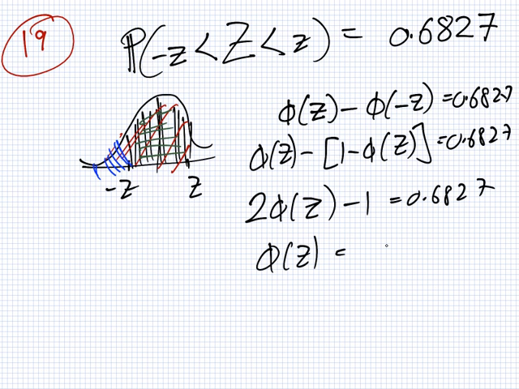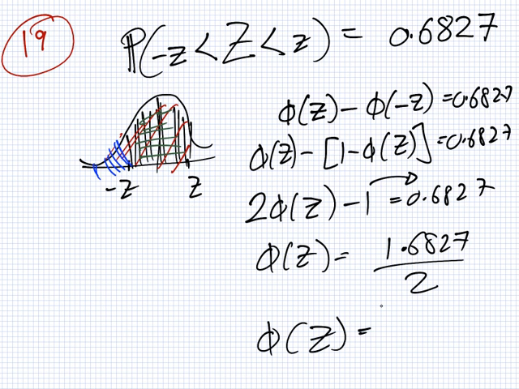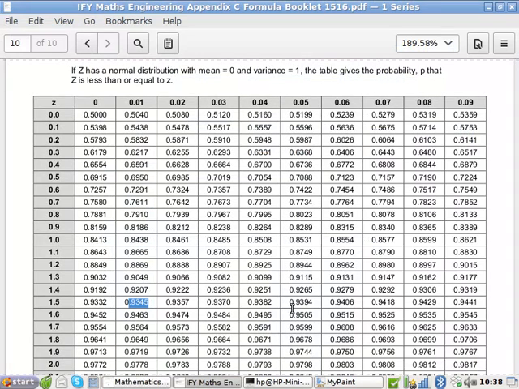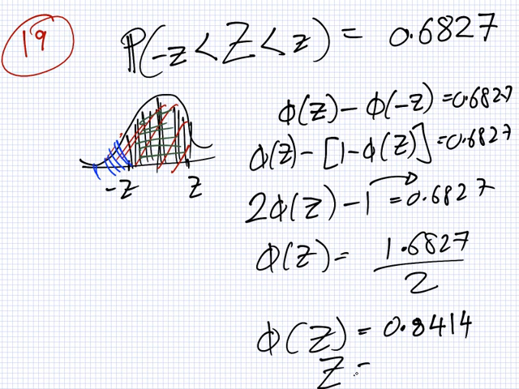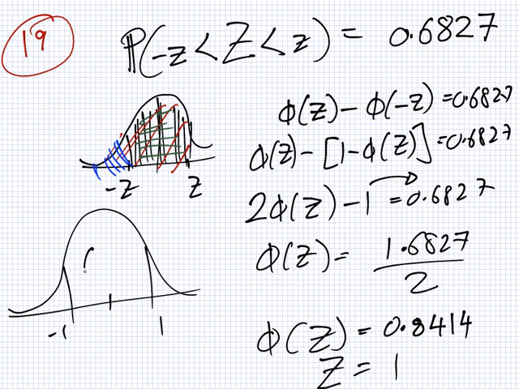So if I just do a bit of rearranging here, 1.6827 divided by 2. What's that, please? 0.841435. So if we look up 8414, this is the closest I can get because the next one is too small. So here z is 1. So in other words, we have the result that the area between minus 1 and 1 is what we need to make 68.27% then. So the answer is 1 here for this one.